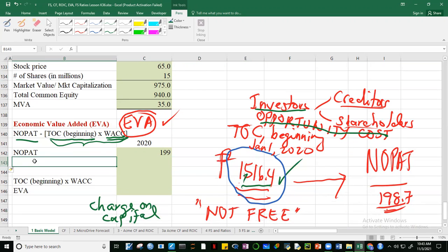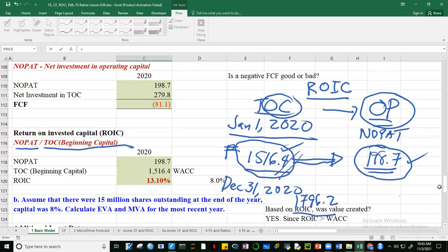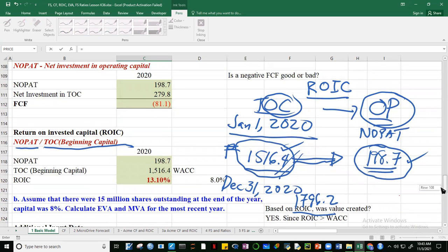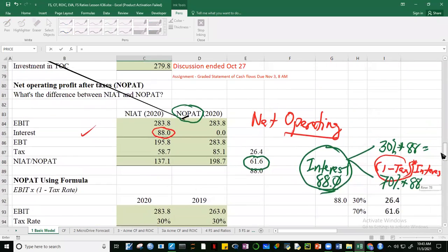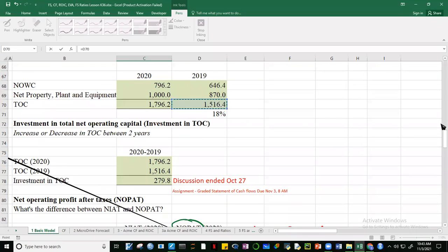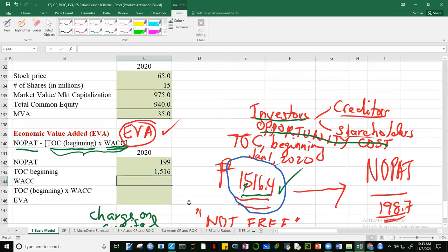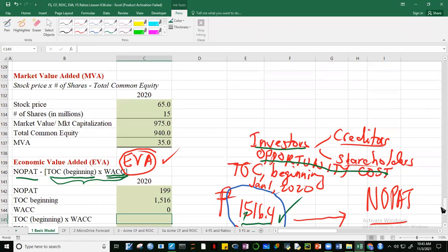Let's insert. So how much was TOC beginning? And how much is WACC? TOC beginning was 198.7, no? Sorry. TOC beginning was, where's that? TOC, 1516.14. Okay. And WACC was equal to 8%. Okay, so we're just copying these figures, guys.